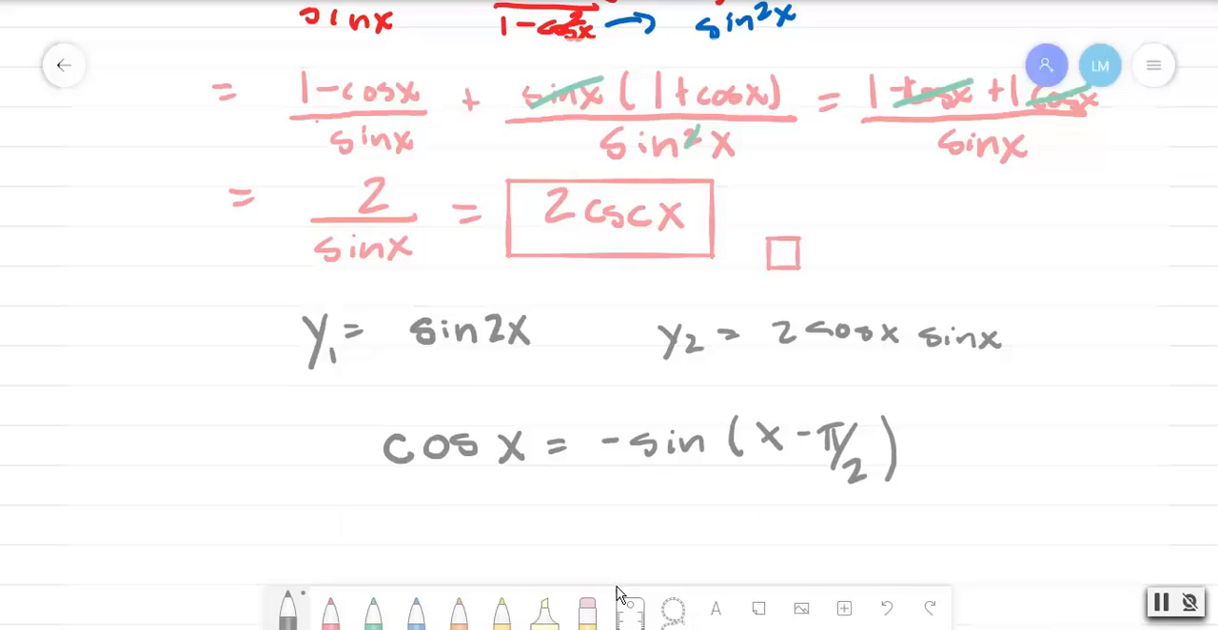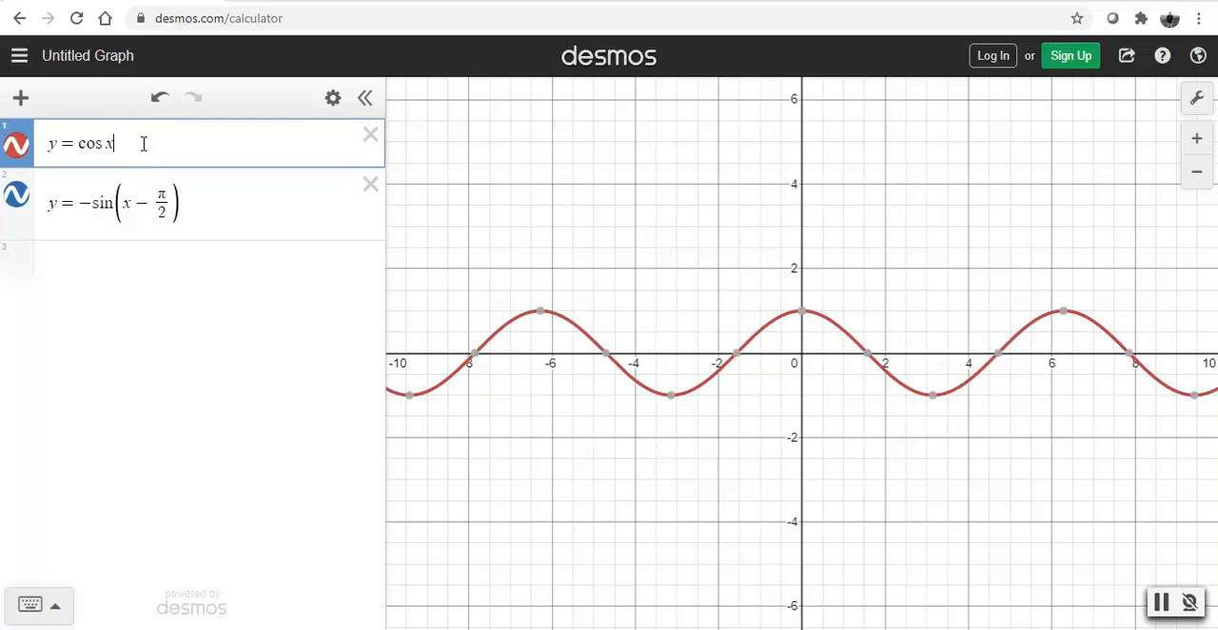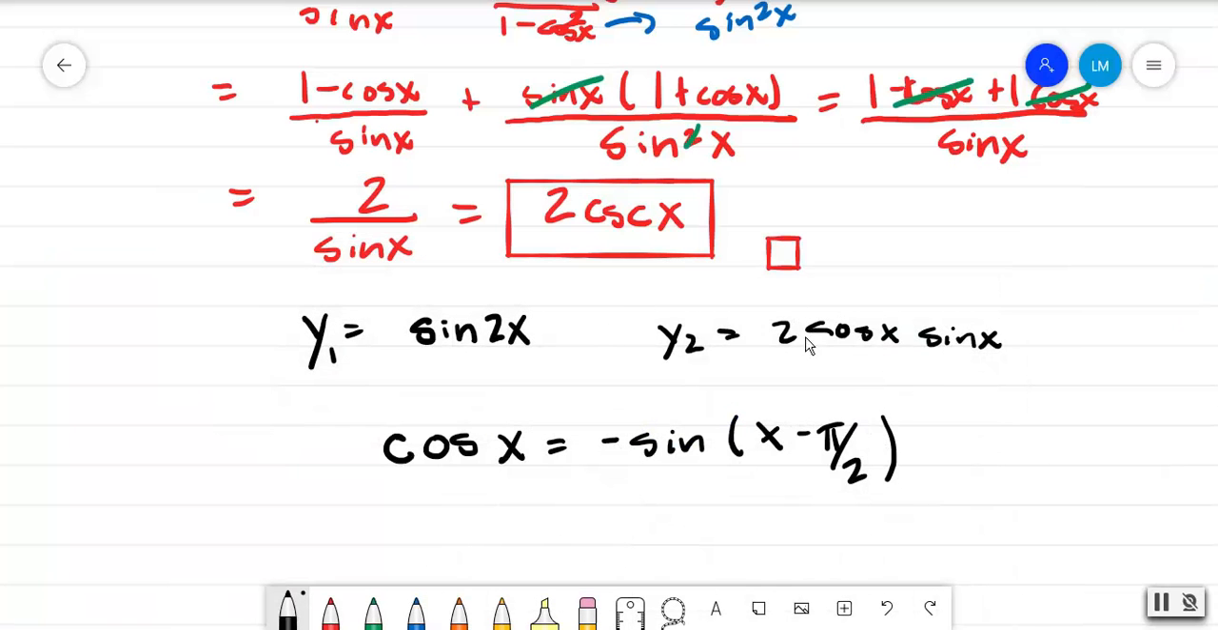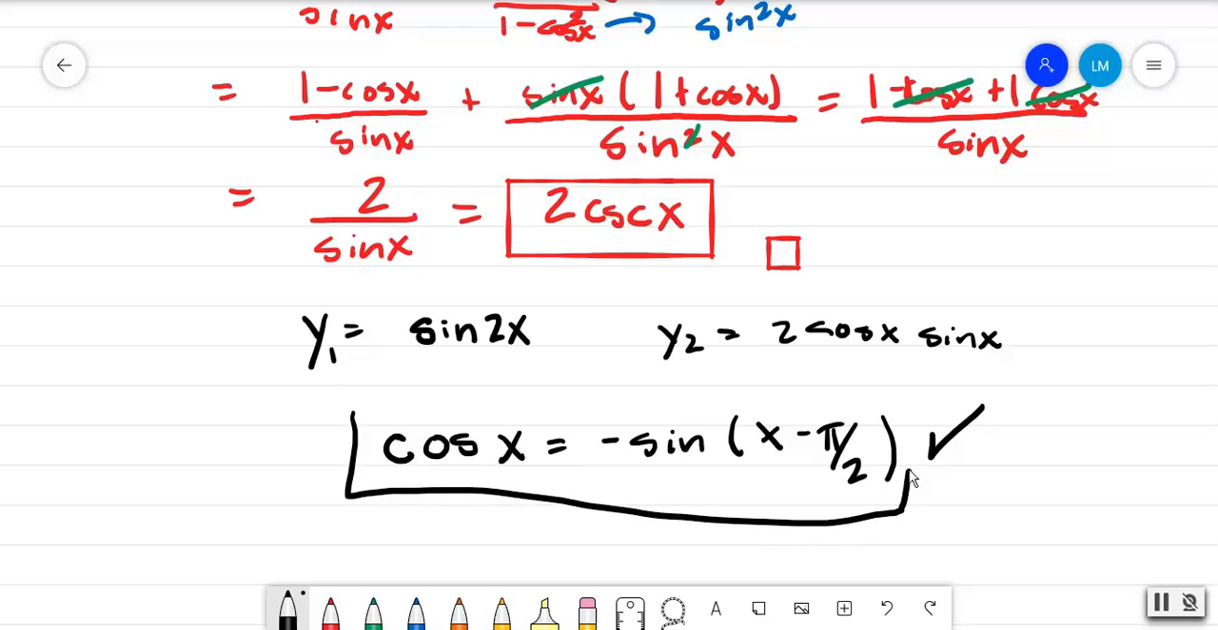And the answer is yes, because, for example, if I graph y equals cosine of x, well, there it is right there. Okay, so if we graph that, we get this equation right here. But if I graph the other one, y equals negative sine of x minus pi over 2, well, it just so happens that they overlap each other. So what that essentially means is that if they're coincidental, then they are the same graph. So then in that case, I would have to say that these in fact are equal to each other.